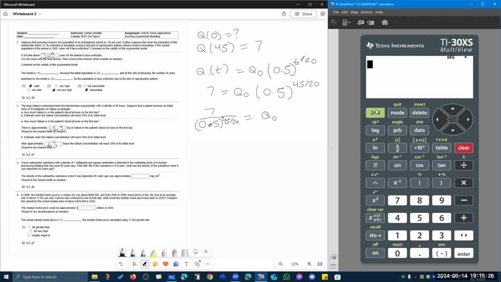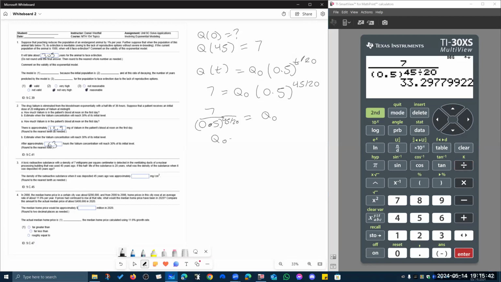So let's use our calculator for that. 7 over 0.5 raised to the 45 divided by 20 is Q naught is 33.3 milligrams per square centimeter. We were told to round to the nearest tenth as needed.